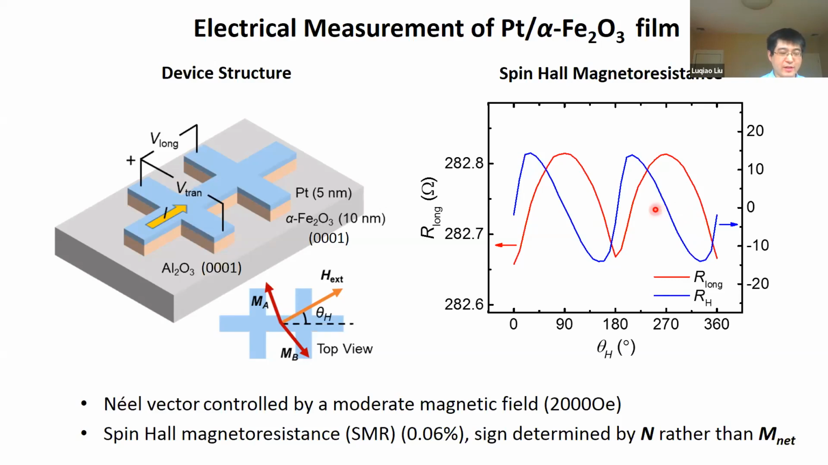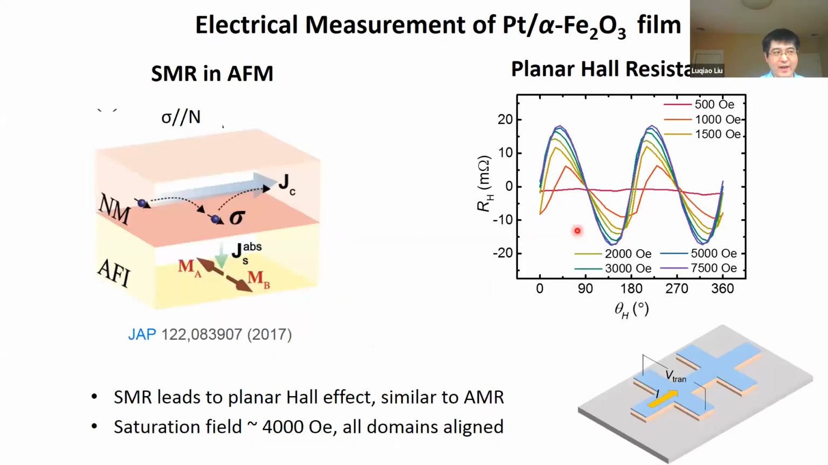From the shape of the spin-Hall magnetoresistance, or from its peak and valley locations, we can tell whether it's dominated by the Néel vector or by the net magnetic moment. Let me explain SMR, spin-Hall magnetoresistance, inside an antiferromagnet. When you have a bilayer structure of heavy metal and antiferromagnetic insulator, you will have a spin injection from the heavy metal into the antiferromagnet through the spin-Hall effect. If the injected spin is collinear with the Néel vector, you get minimum absorption of this spin, which is reflected back.